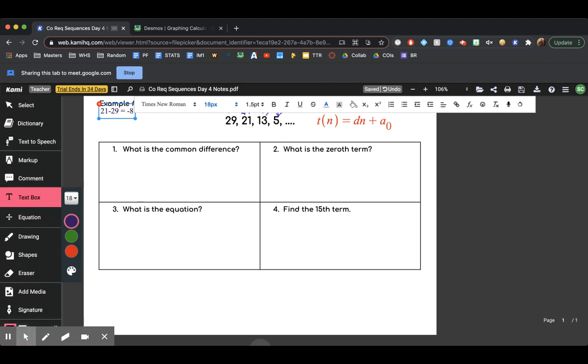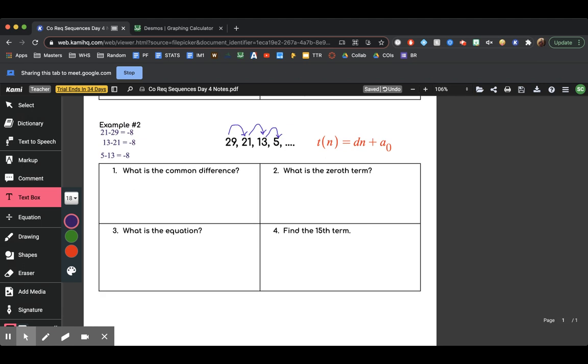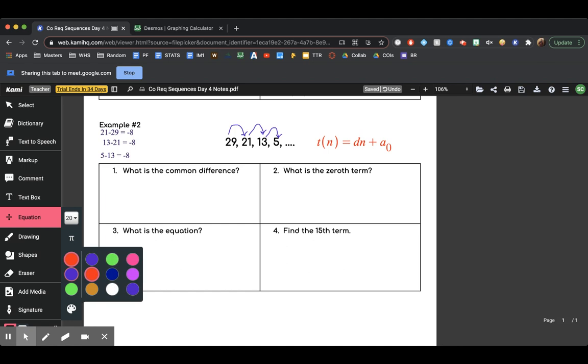Now I'm going to do the other one, which is 13 minus 21, and that also gives me negative 8. And finally, why not, 5 minus 13. Oops, that's not going to work. Okay, so that again gives me negative 8. So as I said before, our sequence is going down and it's decreasing by 8. So now we can put here that our common difference is negative 8.